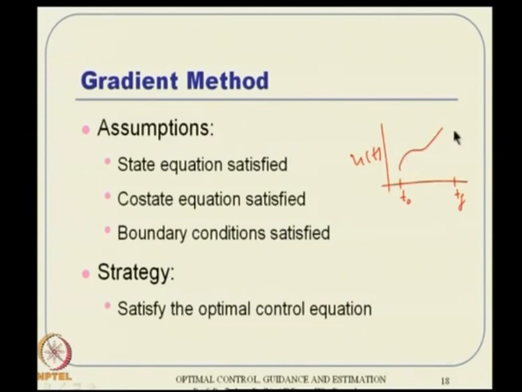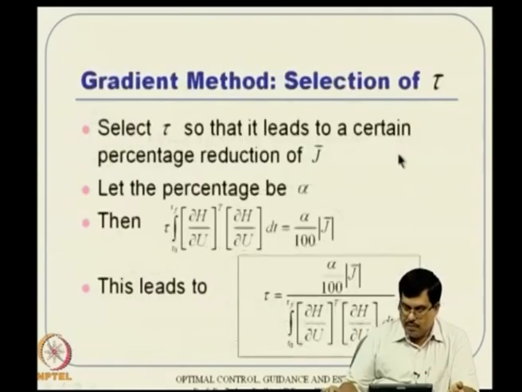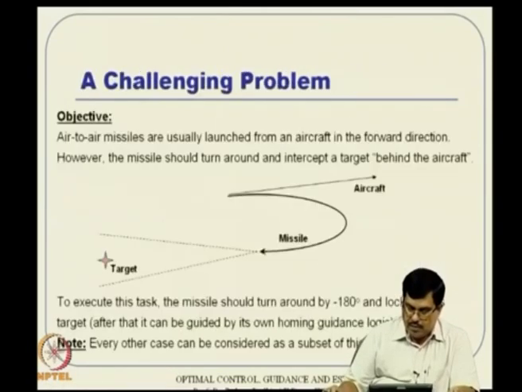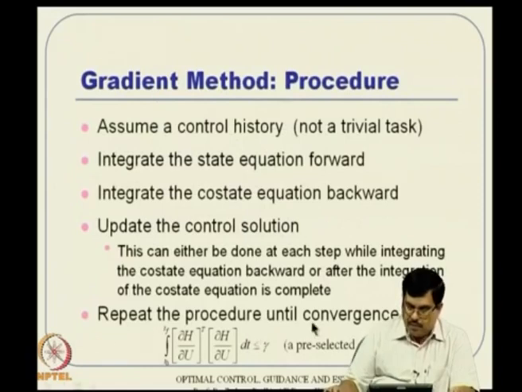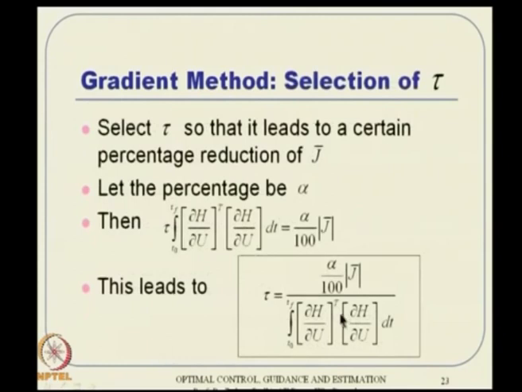That's a possibility. Or while coming back, in the backward integration procedure, at every point of time you can update the control right there, and then integrate one delta t backward. Then update the control there, and with the updated control you can integrate one more step backward. So that kind of thing you can also implement. These are the two choices that you have. Then you have to repeat the procedure until convergence, and convergence means this: as soon as this integral value is less than a certain pre-selected constant, you can assume that it has converged and you stop.